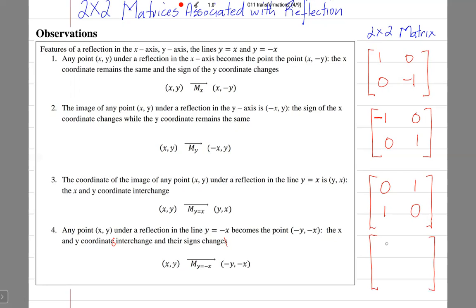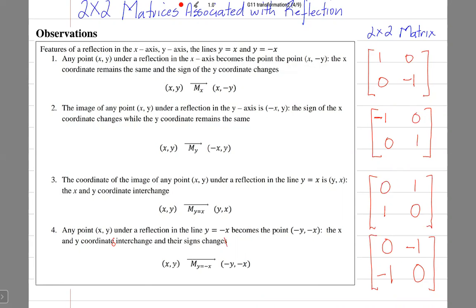Remember, this is the interchange matrix. All it does is interchange the x and y coordinates. But if I put a negative there and a negative here, it will both interchange the x and y coordinates, plus it will also change the signs of the x and y coordinates. These are the matrices which are associated with the different types of reflection.